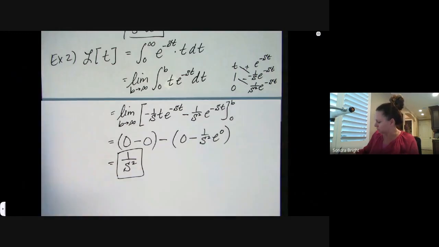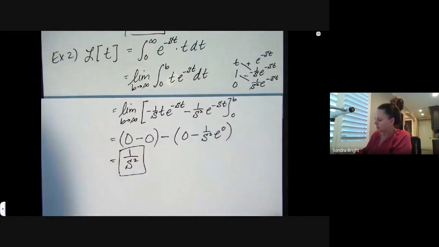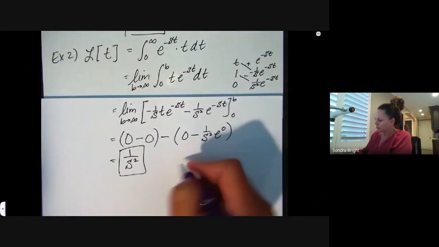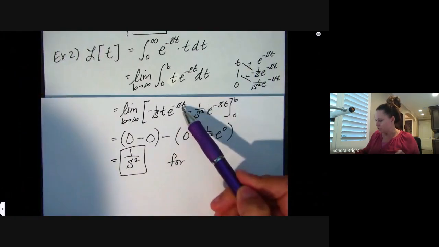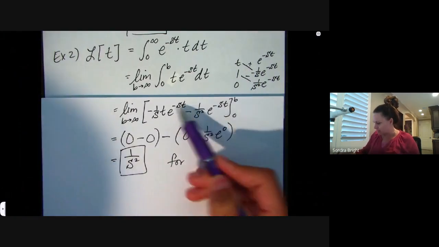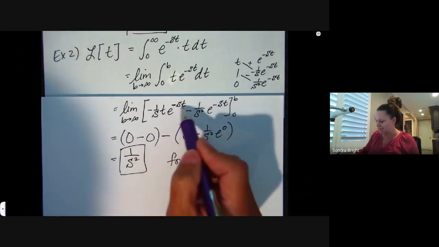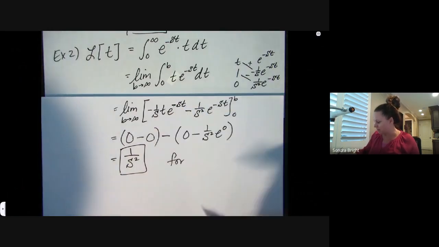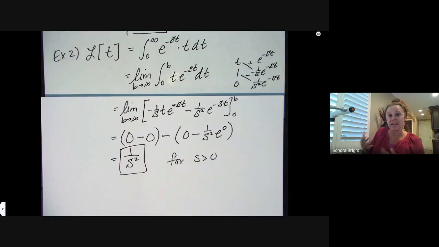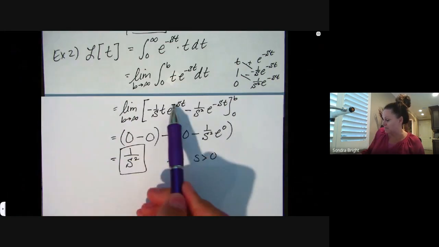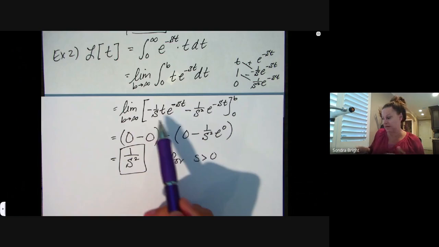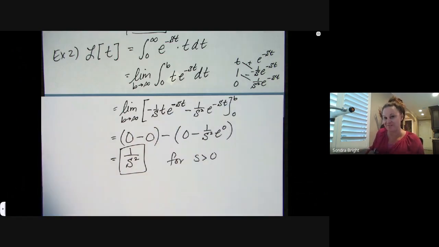Now, for what values? Well, you need to keep this negative here, for when you plug that b in, and so s needs to be a positive number. If s is negative, then when you plug b in there, you would be doing e to the infinity. So it's for when s is greater than 0.